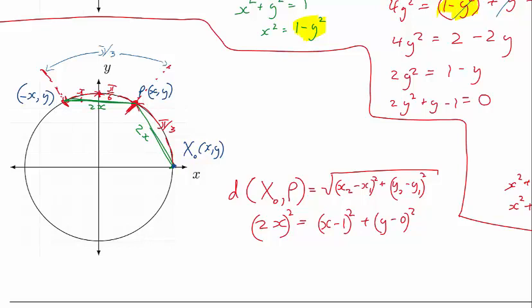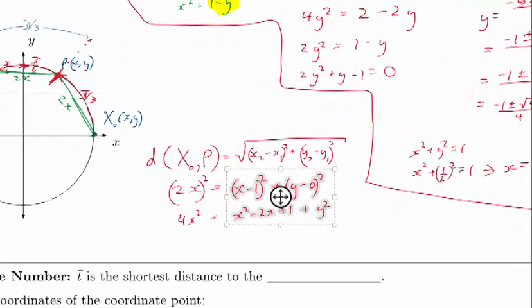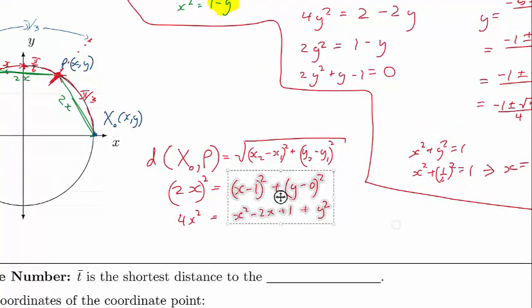Let's go ahead and reduce this. We have 4x squared equals x squared minus 2x plus 1 plus y squared. Note that this is going to be exactly the same process that we did in the previous problem up here. And everything is symmetrical, so we're going to end up with a very similar looking answer. Now instead of replacing x squared, we will replace y squared. So we have, once again, x squared plus y squared equals 1.